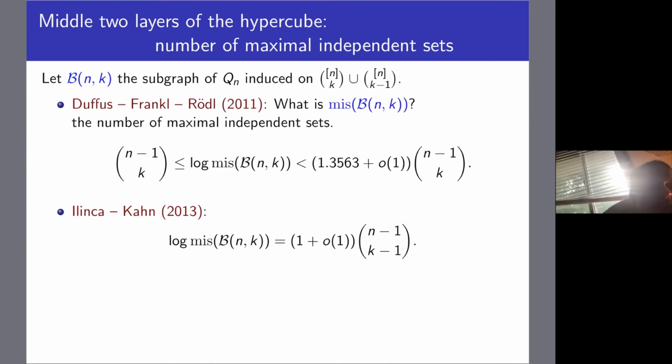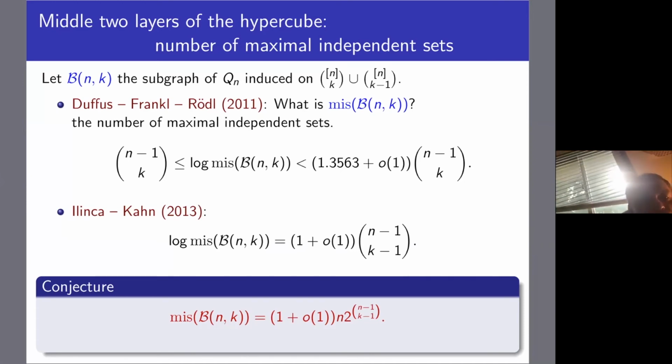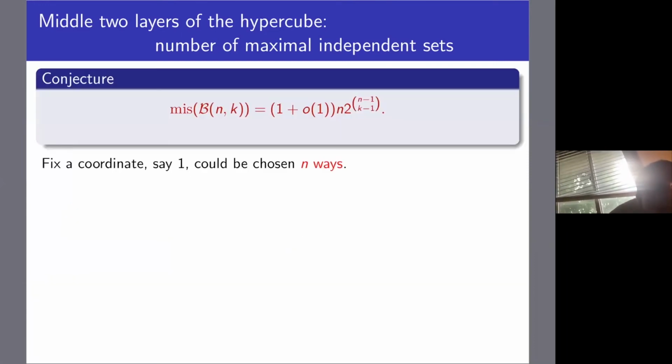And Ilinko and Khan proved that the lower bound asymptotically is best possible, and they actually put up a conjecture that what should be exactly the lower bound. And I will explain how this conjecture was coming. So we fix a direction in the hypercube, like fix a coordinate, which can be chosen n ways. So this explains this factor n there.